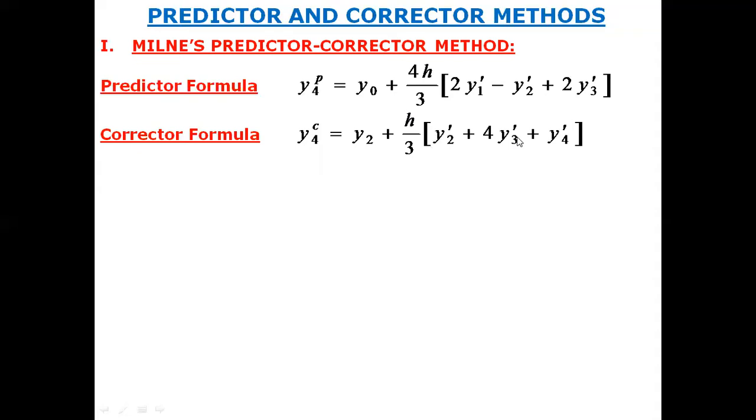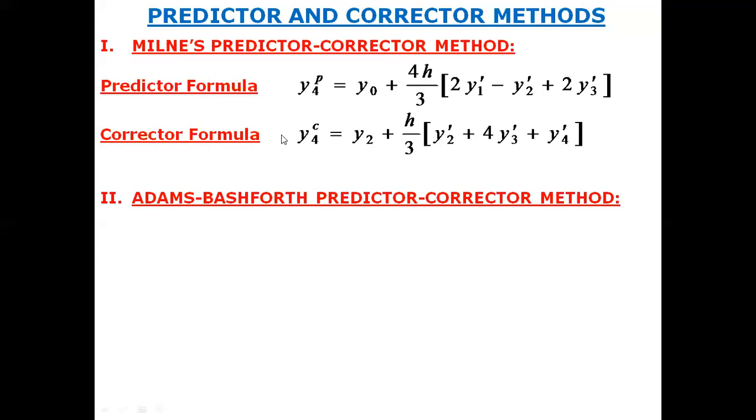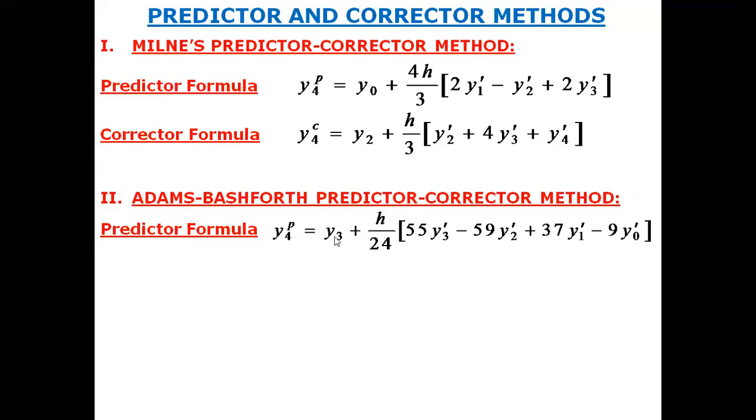The second predictor corrector method we have in our syllabus is the Adams-Bashforth predictor corrector method. Predictor formula: y4 power p equals y3 plus h by 24 into 55 y3 dash minus 59 y2 dash plus 37 y1 dash minus 9 y0 dash. So this is the Adams-Bashforth predictor formula.